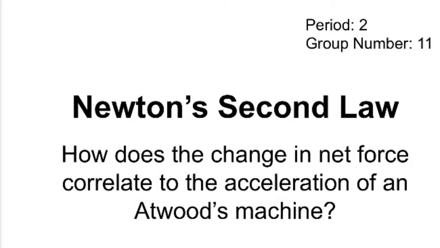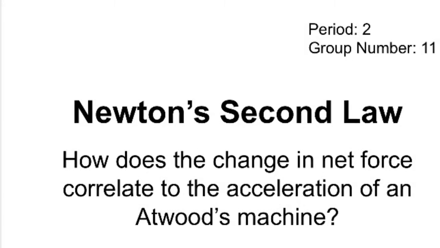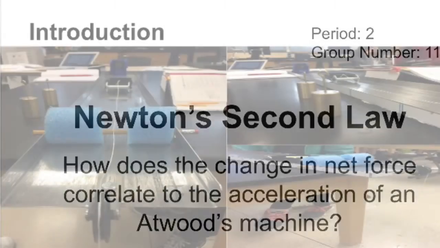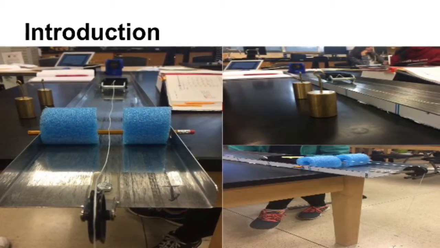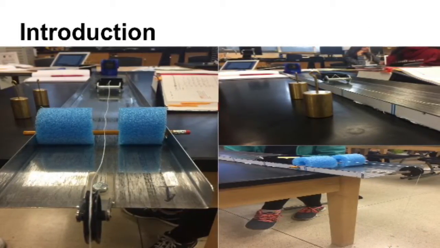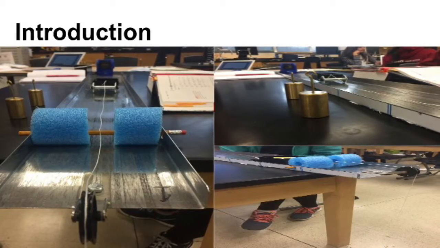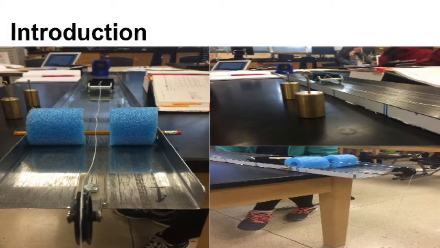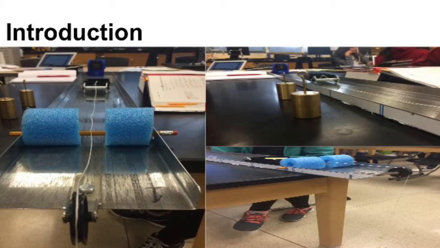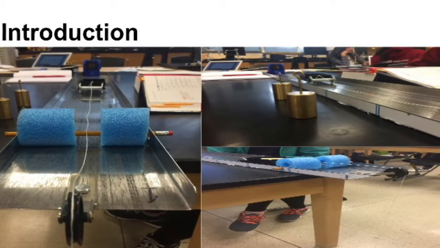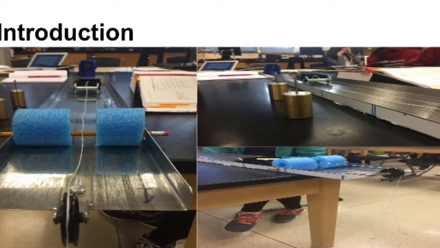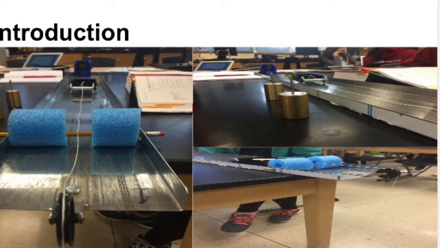How does the change in net force correlate to the acceleration of an Atwood's machine? What we already know about this study subject is that the acceleration is directly proportional to the net force and has a magnitude that is inversely proportional to the mass. We hope to find out how the net force affects the acceleration. Our claim is that the net force increases the acceleration of the mass.